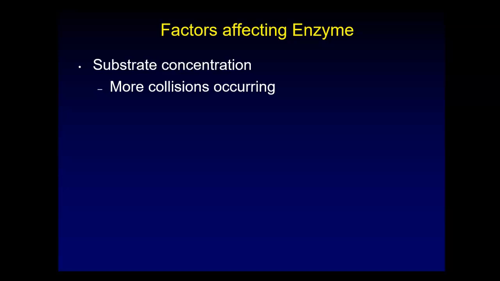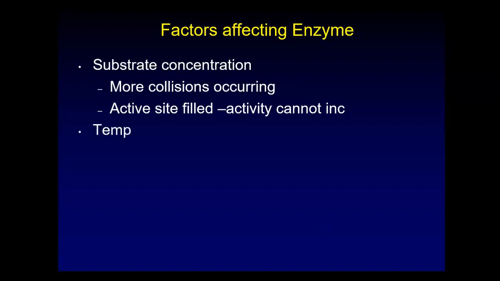Now, however, when an enzyme's active sites are filled almost continuously, there is no possible way that you can increase the enzyme's rate of activity. It can only do as much as it can do, as many reactions as it can actually catalyze. So the maximum rate has been reached when all those active sites are filled constantly. So again, if the active sites are all filled, the activity cannot increase.